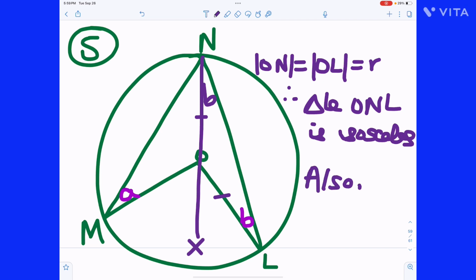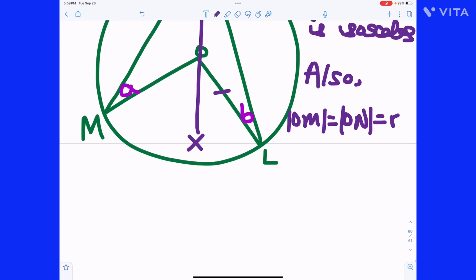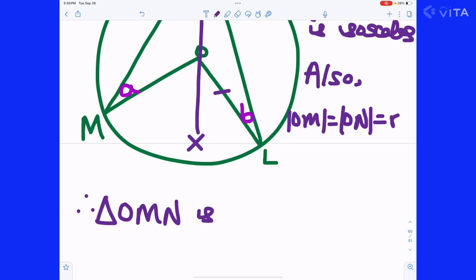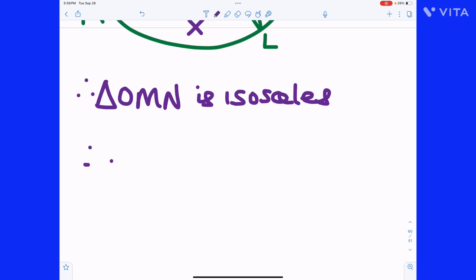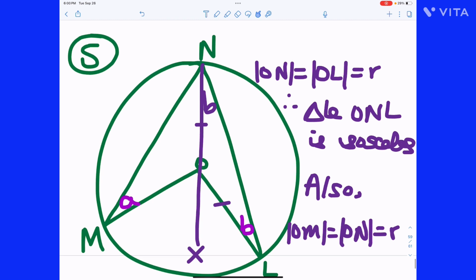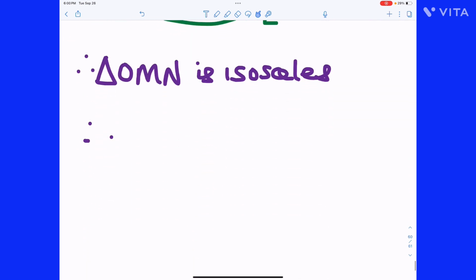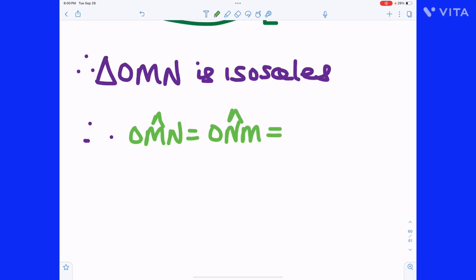Also, OM is the same thing as ON, which is a radius. That also means that triangle OMN is what? Isosceles. And in an isosceles triangle, the base angles are equal. So in these two triangles, angle OMN will be equal to angle ONM, which will be equal to A.